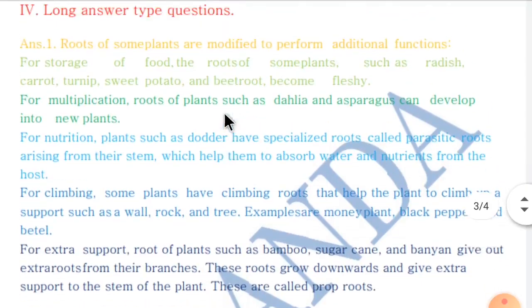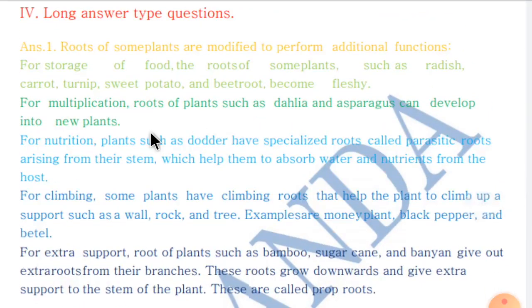Now let's see the long question answers. Here also I changed color so you can write easily in your notebook point-wise.